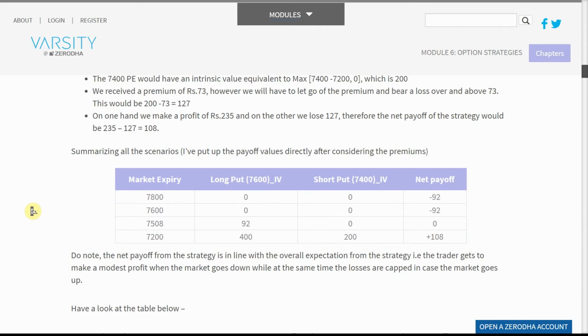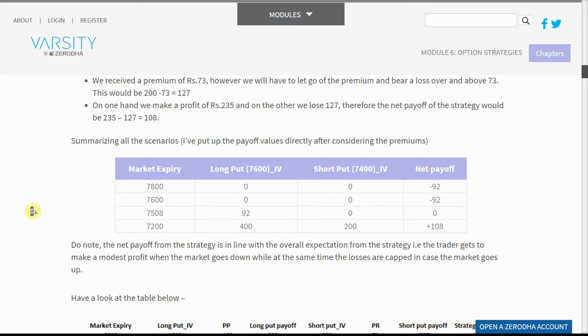Summarizing all the scenarios, I've put up the payoff values directly after considering the premiums. Market expiry, long put 7,600 intrinsic value, short put 7,400 intrinsic value, net payoff. 7800: 0, 0, -92. 7600: 0, 0, -92. 7508: 92, 0, 0. 7200: 400, 200, plus 108.